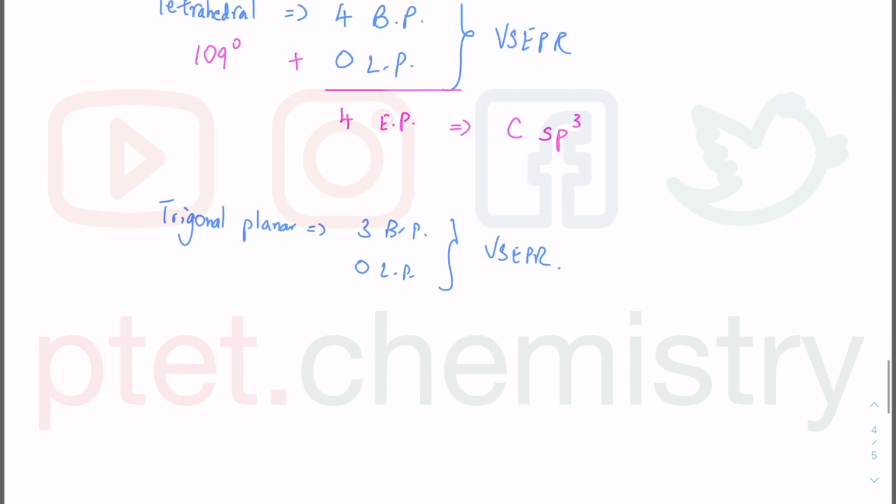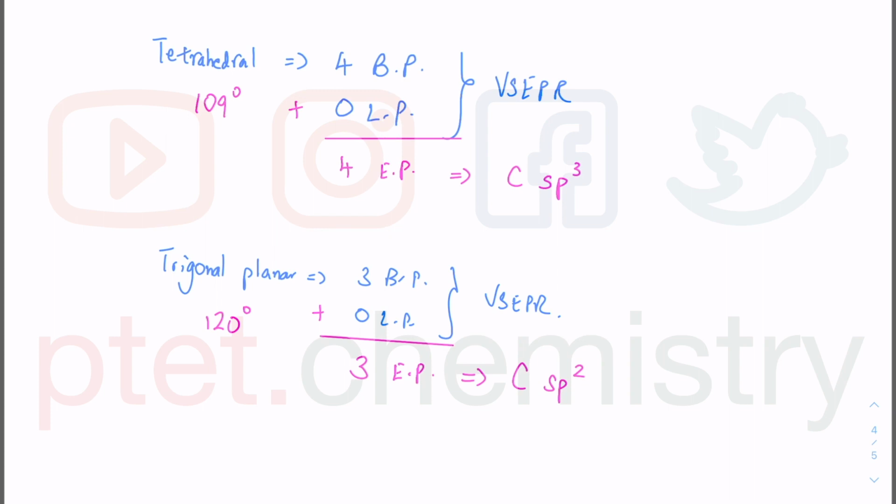On the other hand, if you got trigonal planar geometry, 3 plus 0 gives you 3 electron pairs. So that will give you carbon sp2, because 1 plus something gives you 3 electron pairs. Electron pair is a result of adding up the bond pair and the lone pair. So there's carbon sp2 that's associated with trigonal planar, 120 degree carbon geometry there.